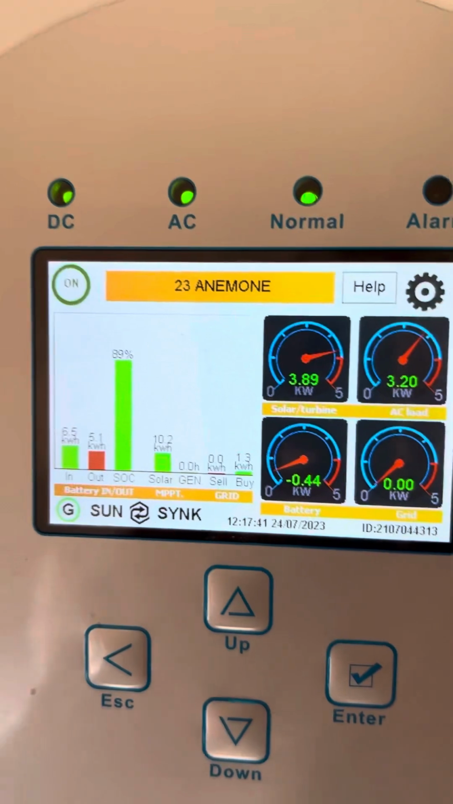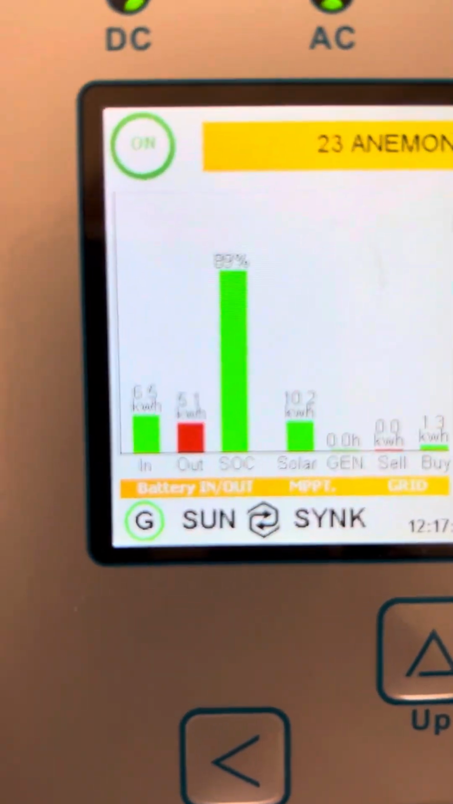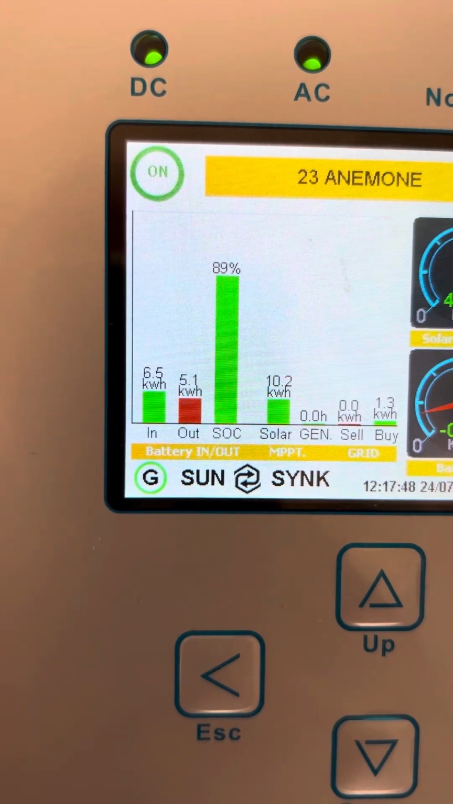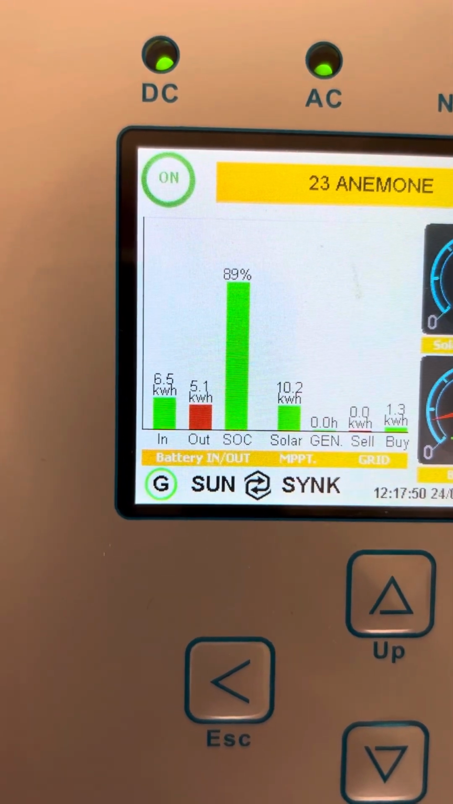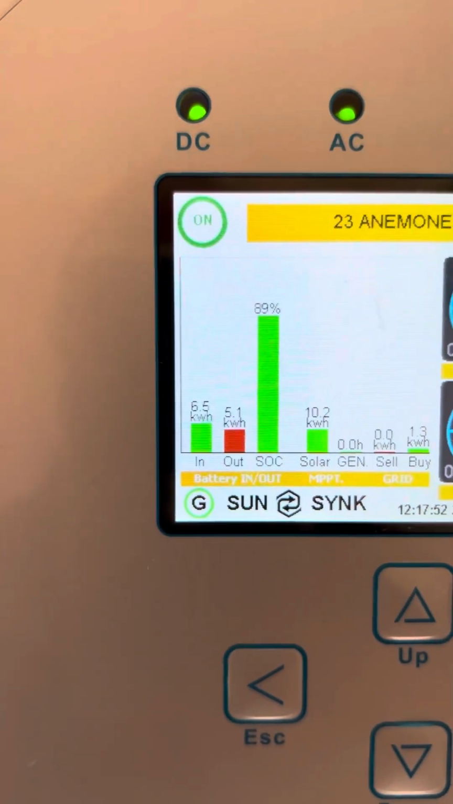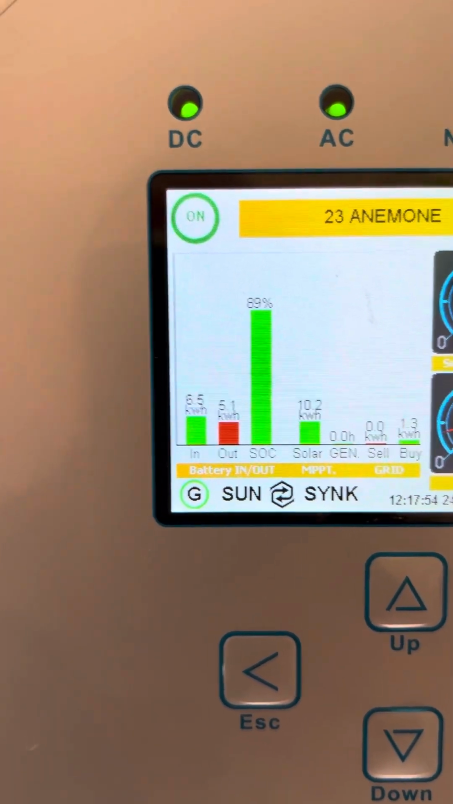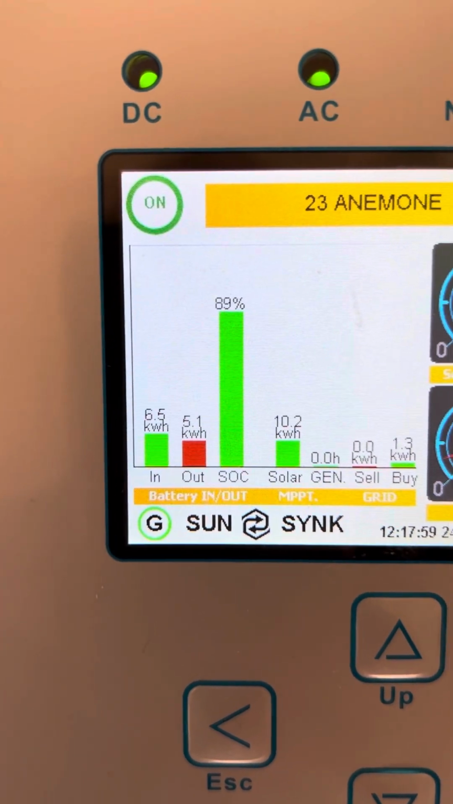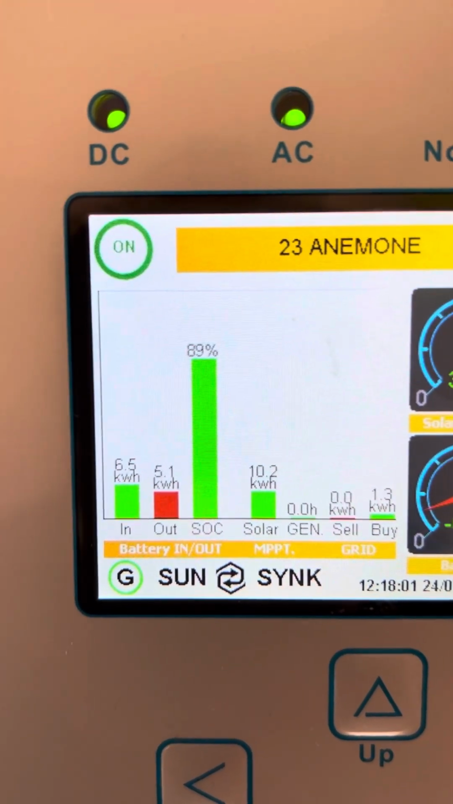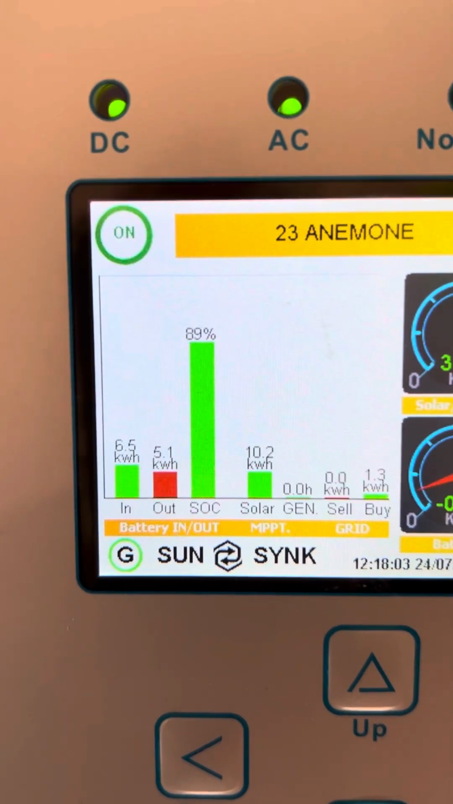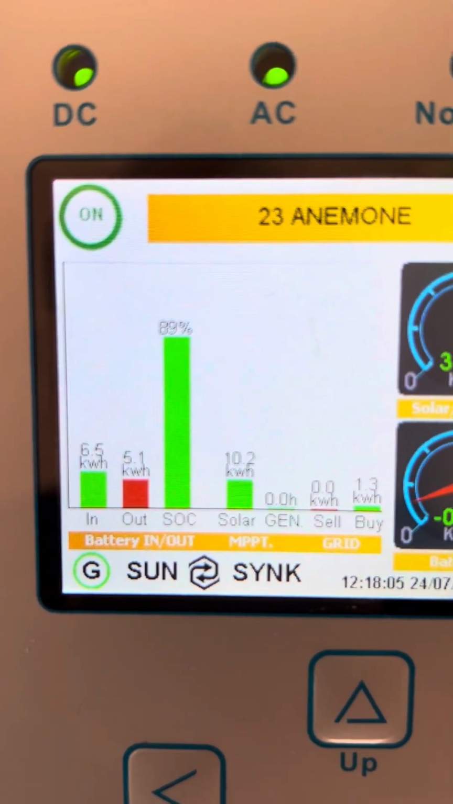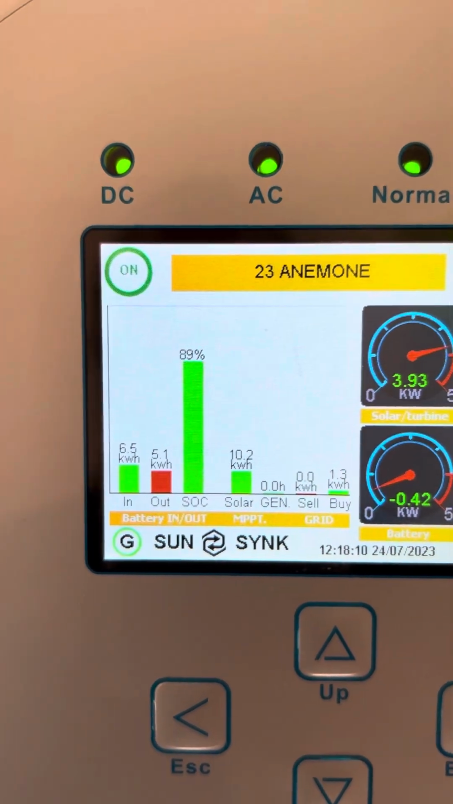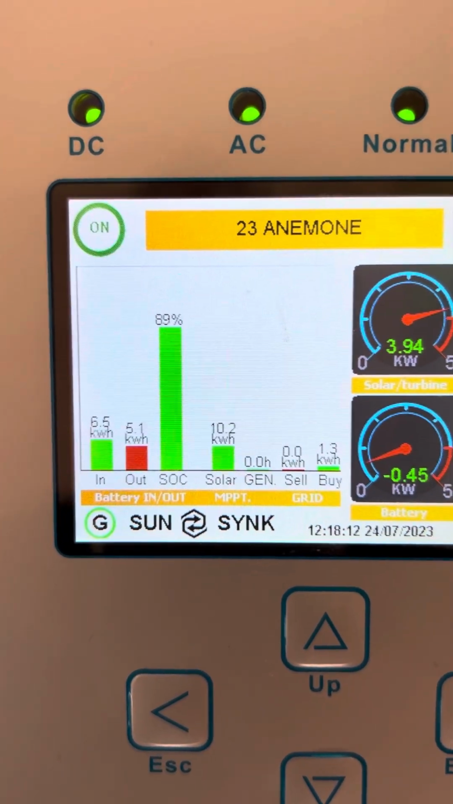If we go back to the main screen, over on the far left you are going to see it says battery in and out, so that's the first green bar. You'll see the green on the left is what's gone into the battery, and on the right what has gone out of the battery since 12 o'clock last night, where it resets the statistics on a daily basis. The tall one is your state of charge, currently sitting at 89%. That's the state of charge of your battery, how full it is or how empty it is.